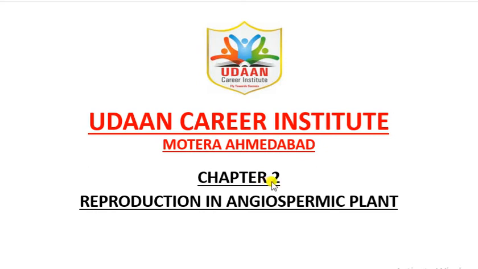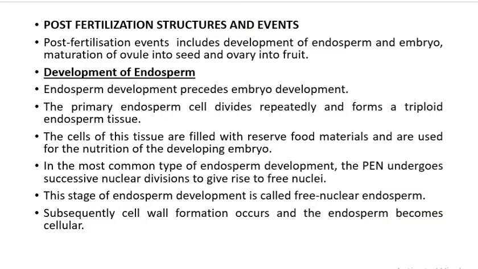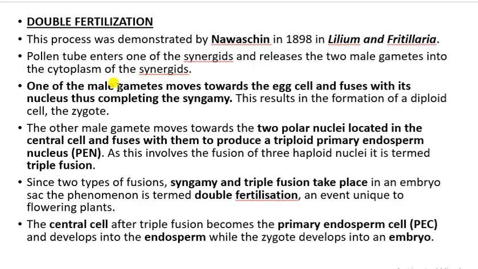In today's class, we will continue with chapter 2, that is reproduction in angiospermic plants. Now, students, in the last class, we have gone with the process of double fertilization. We have completed the double fertilization.